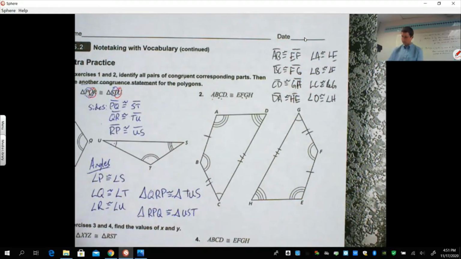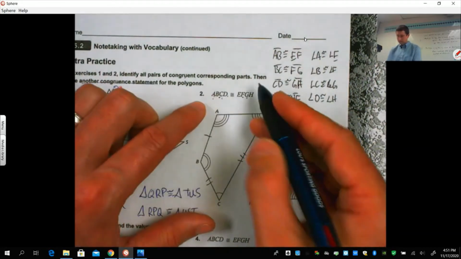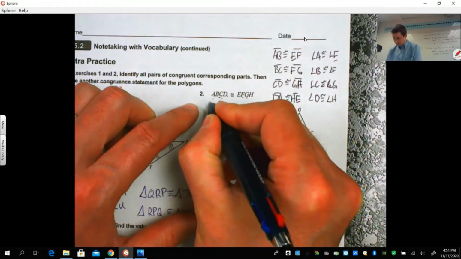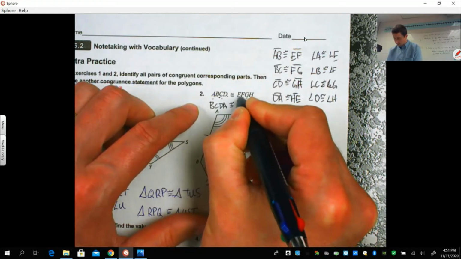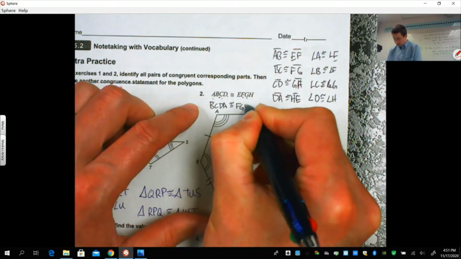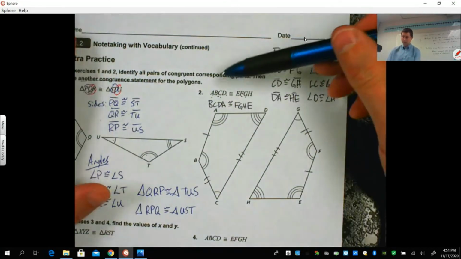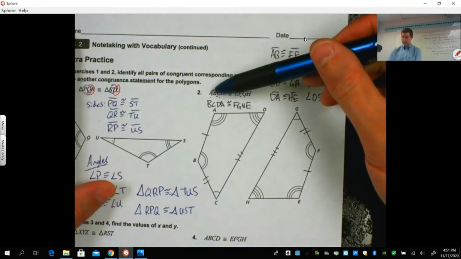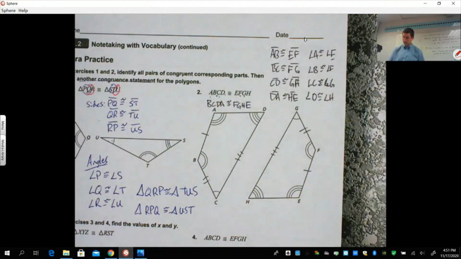For your new congruent statement, I would just move it down a row. I would say BCDA is congruent to FGHE. And you can write one that's different. Maybe start with C and go backwards. CBAD is GFEH. Lots of different possibilities you can do with that one.